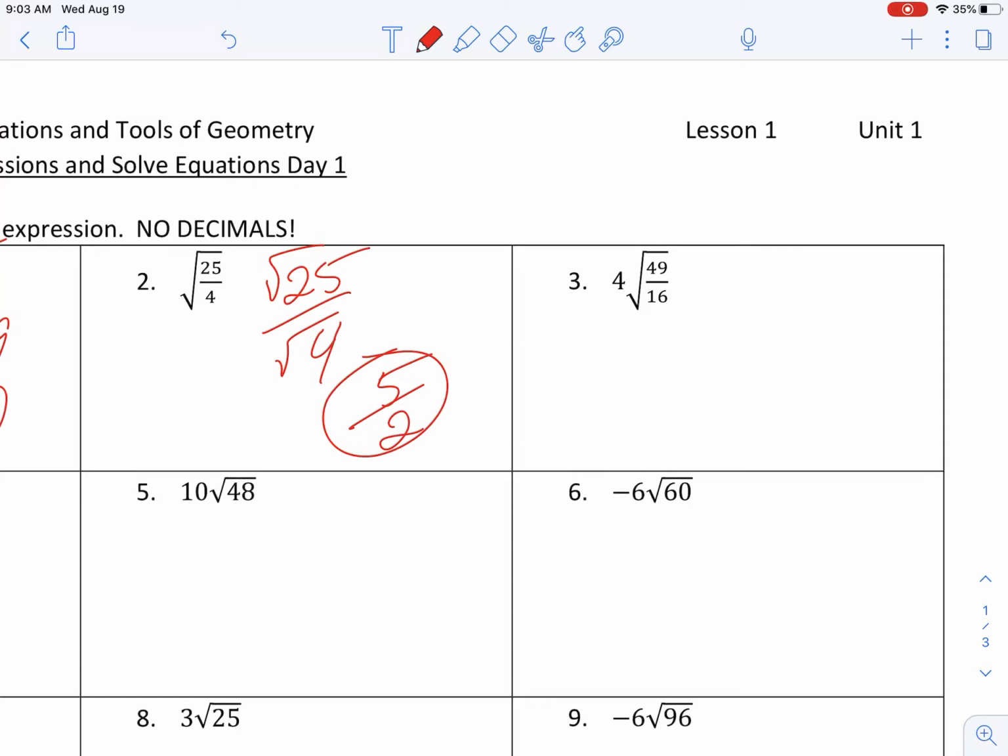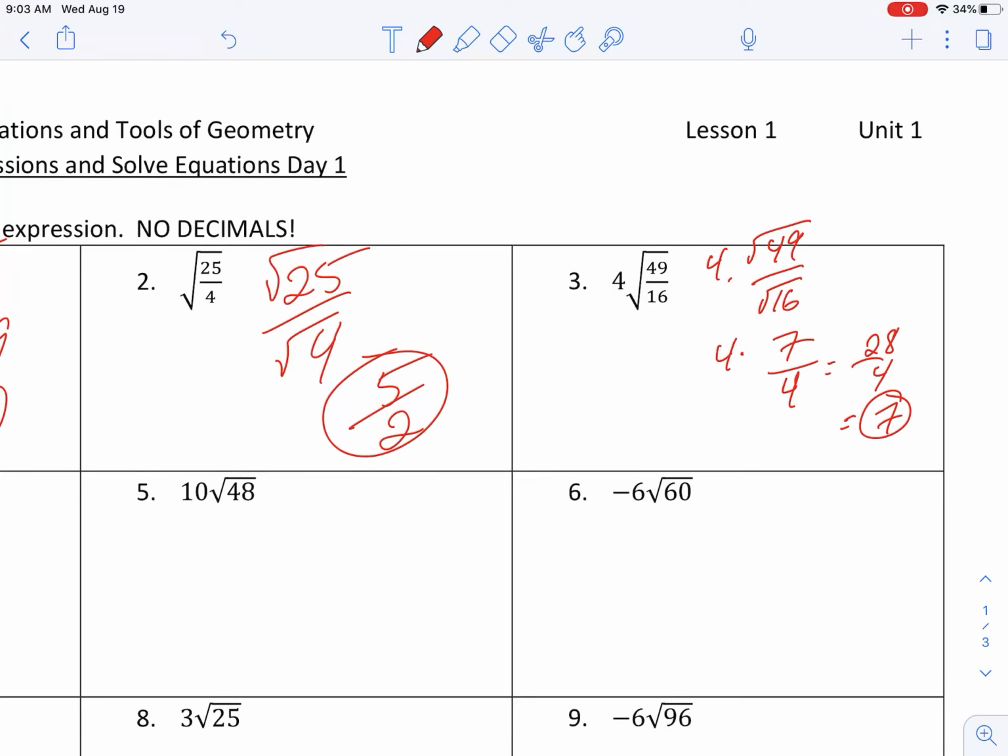Okay, 4 out front, that 4 is just going to get multiplied by whatever the square root of 49 over the square root of 16 is. Well, what is the square root of 49? Square root of 49 is 7, and what's the square root of 16? 4. So 4 times 7 is, now just multiplying fractions, 28 over 4, and 28 over 4 reduces all the way down to 7. Or another way to think about that is 4 over 4 reduces first to 1 over 1, and 1 times 7 is back to 7.